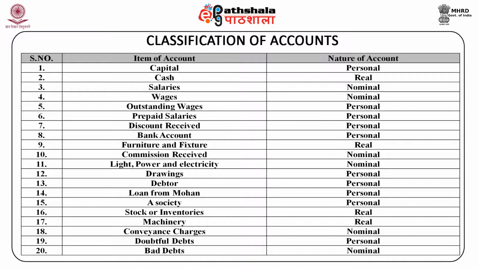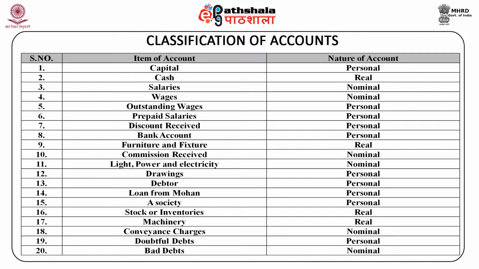Furniture and fixture account will be classified as real account. Commission received account will be classified as nominal account. Light, power and electricity account will be classified as nominal account. Drawings account will be classified as personal account. Debtor account will be classified as personal account. Loan from Mohan account will be classified as personal account. A society account will be classified as personal account.